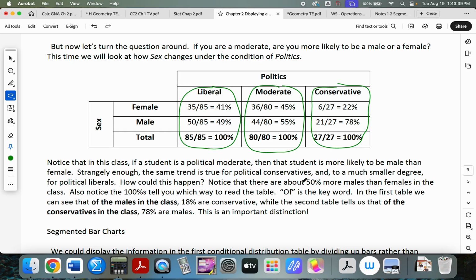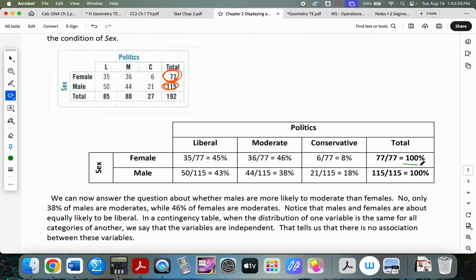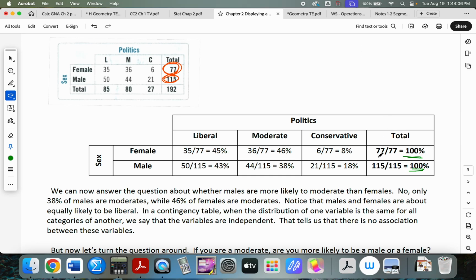Also notice the 100s tell you which way to read this table. Where you've got these 100%, that tells you you're reading down these. Whereas up here, your 100% means you're reading across for these. So where the 100% are can tell you where. Now, occasionally, they won't put this on, and you got to figure out which one of these is 100. Well, this is clearly not 100, it's only 88%. So add up going across, and I find that that's 100%.